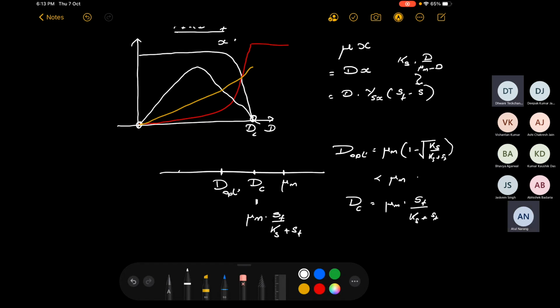So what did you find for the maximum cell density? The maximum cell density would obviously be at the end of the reaction, right? Where it is x naught plus Y_sx into S_f, or S naught. That's how much was it?